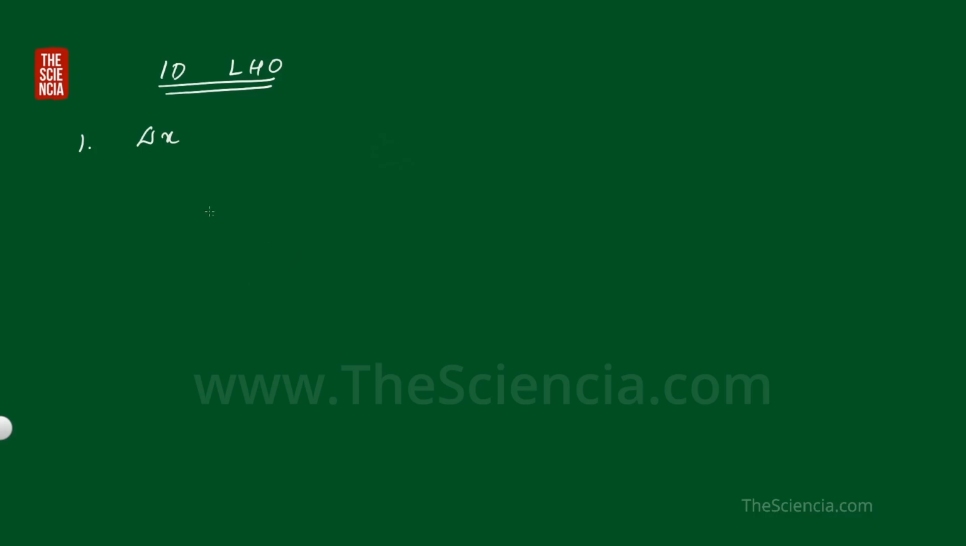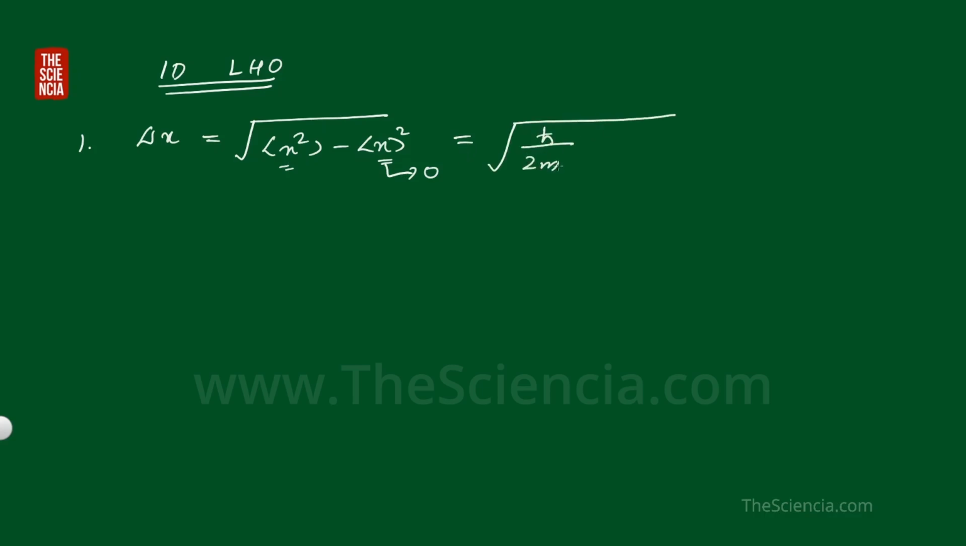What is the expression for uncertainty in position? That is root of expectation value of x square minus expectation value of x whole square. Here we evaluated both of these values. We got the expectation value of x equal to 0, and the expectation value of x square is equal to h cross by 2m omega into (2n plus 1).